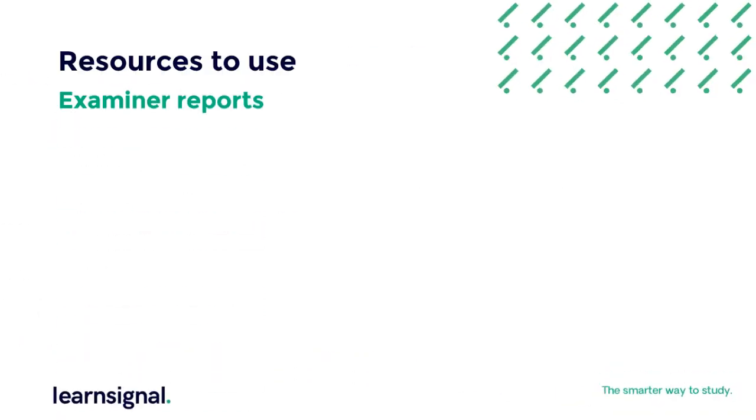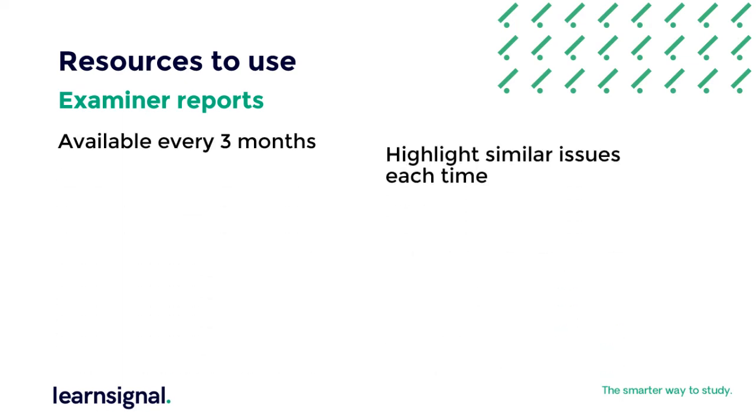There are a number of key resources to use. Firstly, examiner reports are released every 3 months. Key areas of poor performance are consistently the same. You will need to learn from this. These reports offer tips for how students can maximize marks, including showing the application of the own-figure rule.